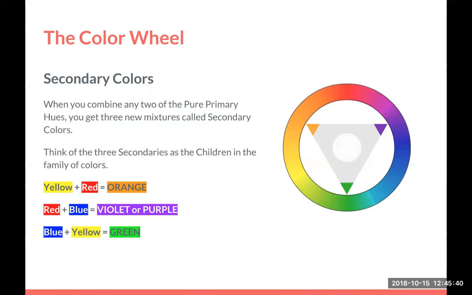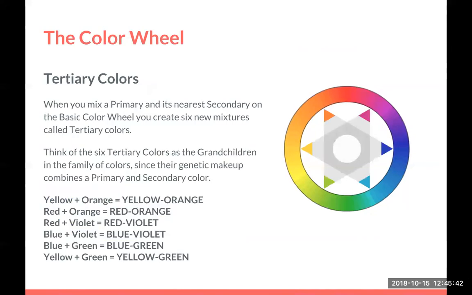Blue and yellow is green. And then we have our tertiary colors. So that's when you mix a primary and its nearest secondary on the basic color wheel to create 6 new mixtures called tertiary colors. So those might be the grandchildren, I guess, in the family of colors, since their genetic makeup combines a primary and a secondary color.